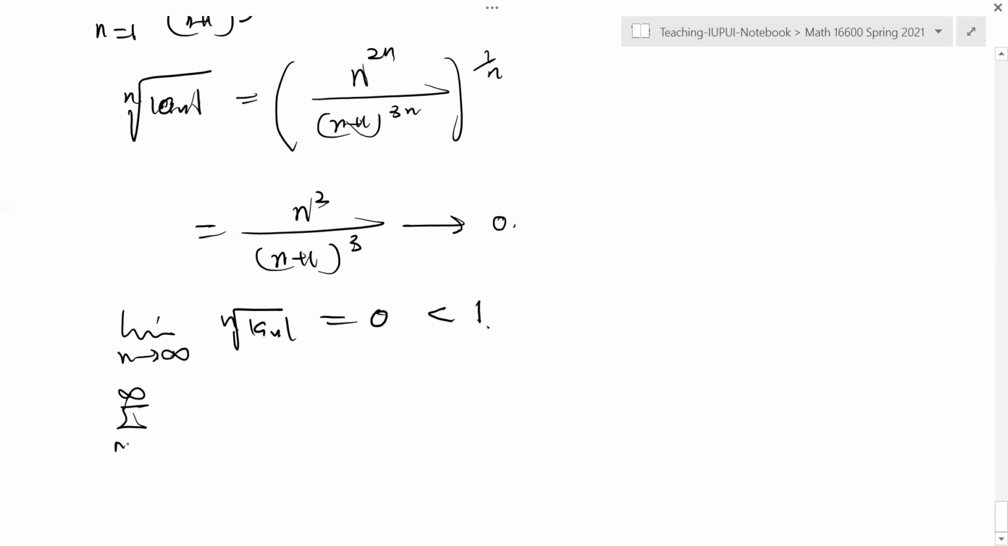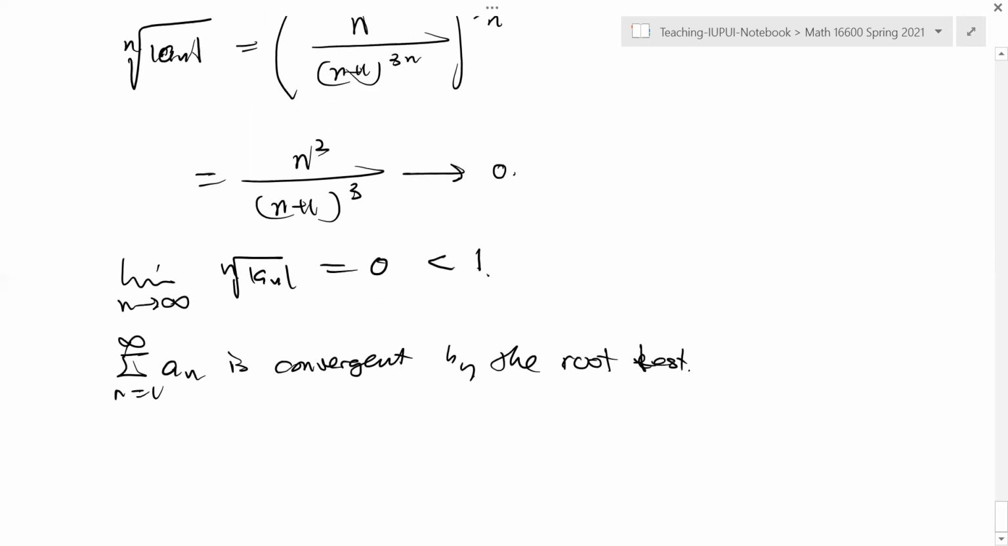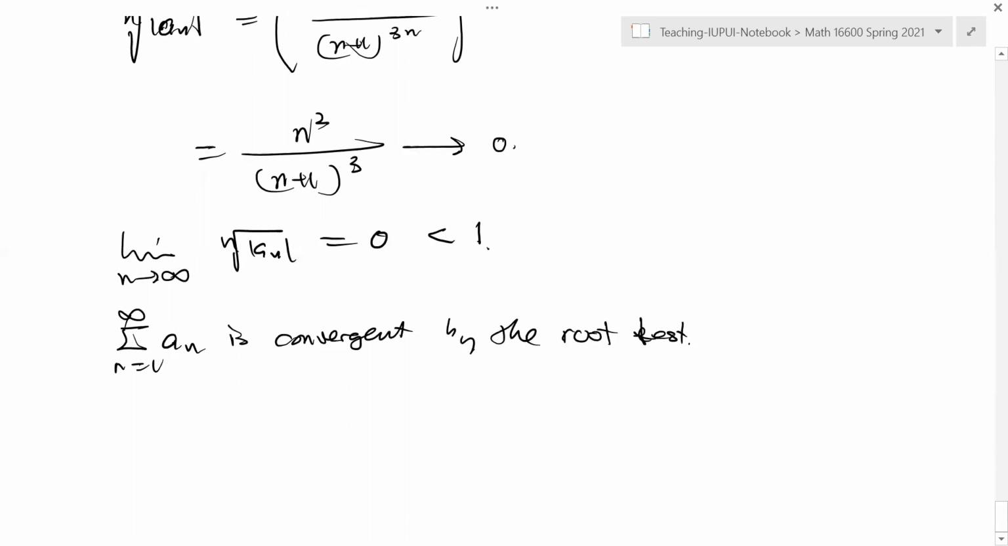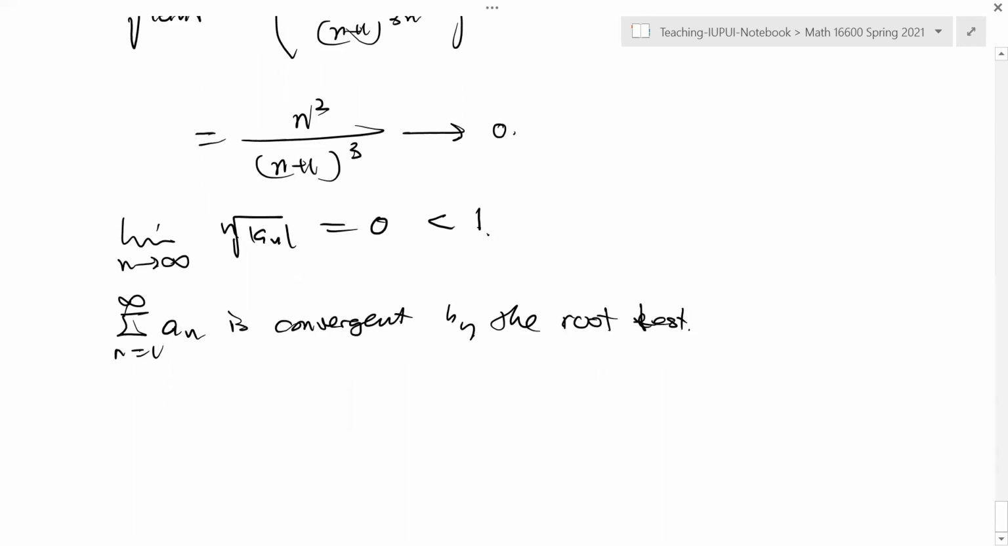Therefore, the series is convergent, absolutely convergent, because all the terms are nonnegative, by the root test. If you can use the root test, more likely you can use a comparison test, because the whole proof of the root test actually uses the comparison test.